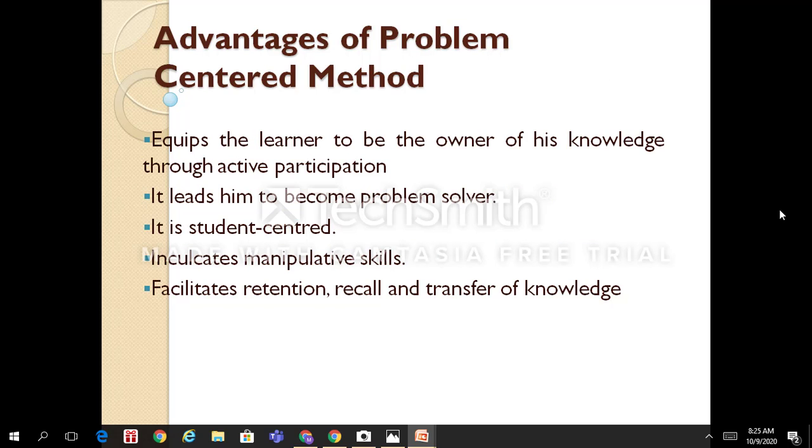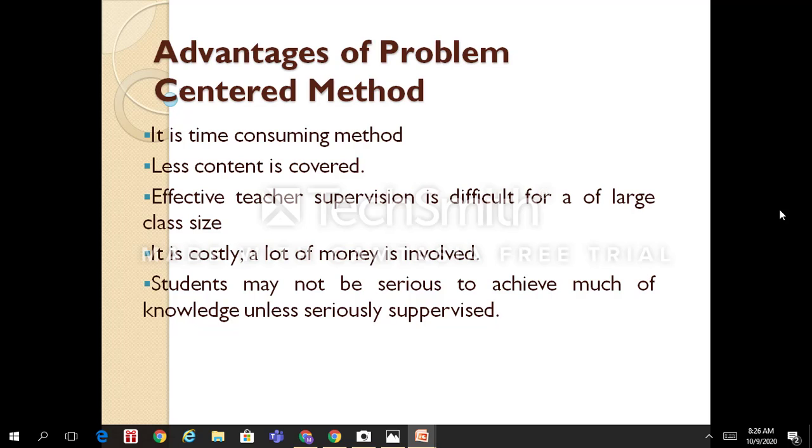Now, like I said, there is no method that has advantages without disadvantages. The advantage of the problem-centered method is that it equips the learner to be the owner of his knowledge. He is the one that has gone to find the solution to the problem, so he becomes the owner of that knowledge, because whatever he has found out will be his own. It leads him to become a problem solver, and it is student-centered, inculcates manipulative skills, and facilitates retention, recall, and transfer of knowledge. And students are more interested when they are left alone to do whatever they want to do.